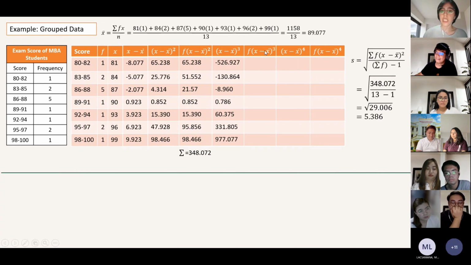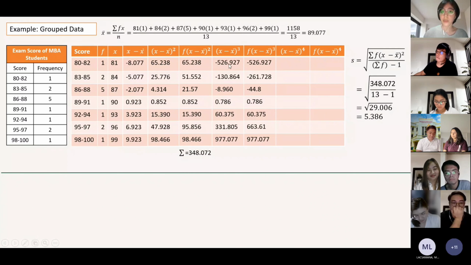Now, for the 8th column, yung nakuha natin from the 7th column, imumultiply lang natin siya doon sa ating frequency or doon sa second column. So, ang makukuha natin is negative 526.927 times 1 is equals itself, yung negative 526.927. For the second row, negative 130.864 times 2 is equals to negative 261.728. Pre-computed na for the other rows. Then naman tayo sa next.